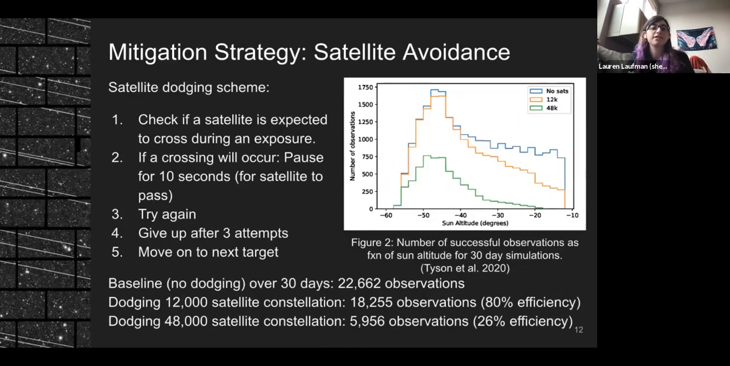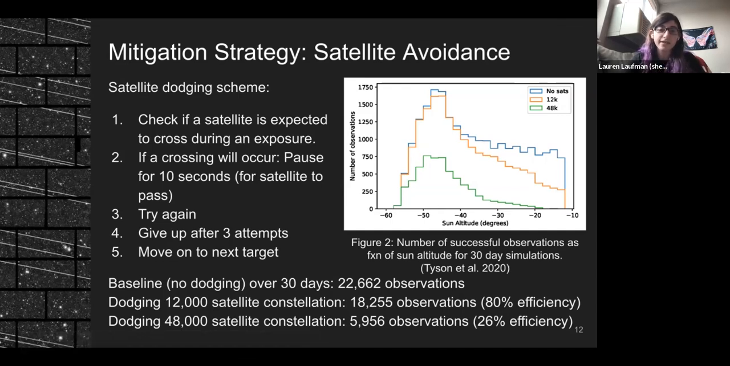So there's a suggested satellite avoidance strategy. Let's check to see if a satellite is expected to cross during an exposure. If the crossing will occur, pause for 10 seconds to let the satellite pass, and try again. If it keeps happening, give up after 3 attempts and move on to the next target. This is not great because your twilight flats, your twilight images for calibration, are pretty much all going to be contaminated regardless. You have to avoid so many and you're going to get so many fewer observations.